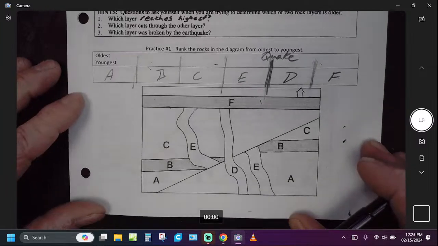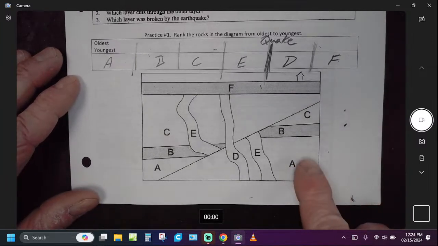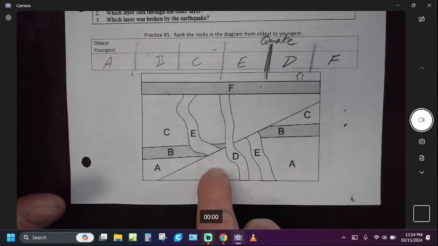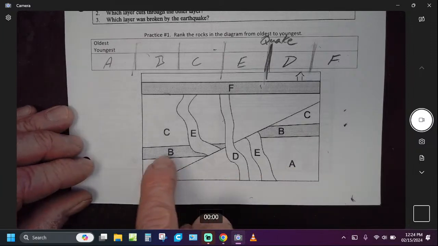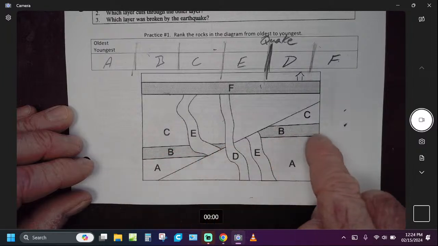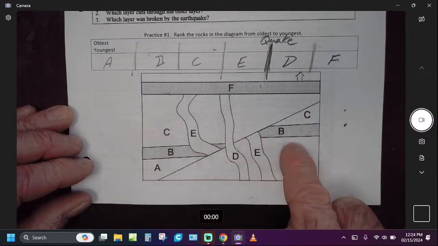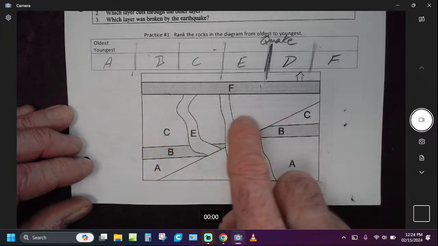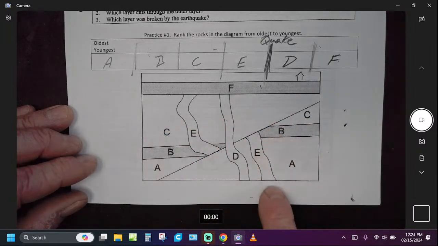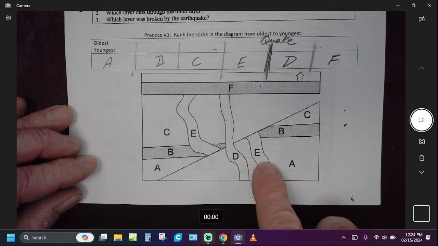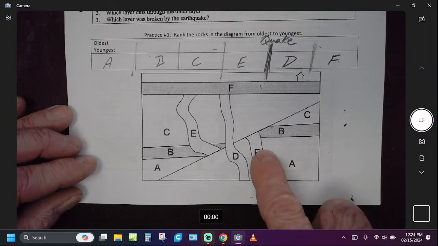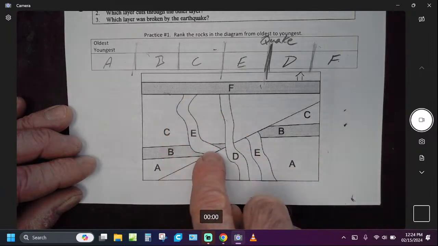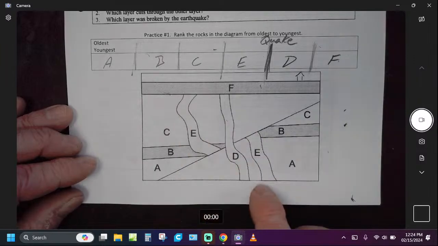So what probably happened is a long time ago there was some big flood and it laid down a bunch of sediment like layer B. And then there was another flood or maybe a volcanic eruption and it laid down B on top of it. And then there was another big flood or something and it laid down layer C on top of that. And then there was a volcano or some lava that came through A and B and C, and it was like this tube E that went all the way up to there.